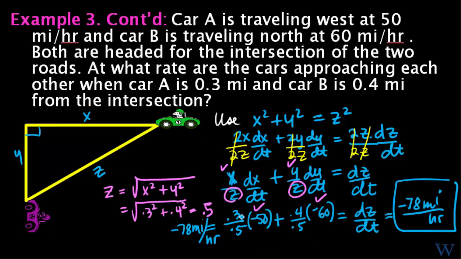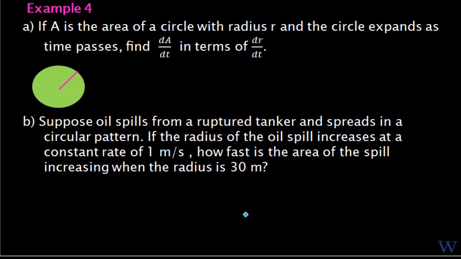Next problem. If A is the area of a circle, we've got a circle with radius r. So there's your radius r, and area is A. The circle expands as time passes. It says find dA by dt in terms of dr by dt. So obviously the equation that we're going to use is A equals pi r squared. And all you have to do is differentiate both sides with respect to time.